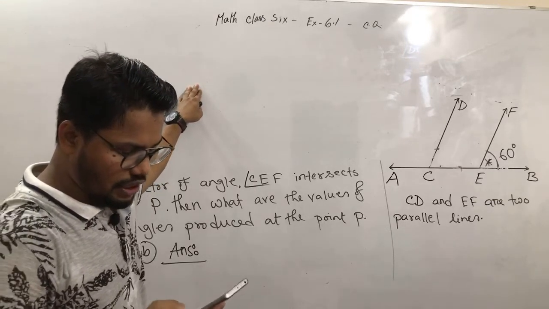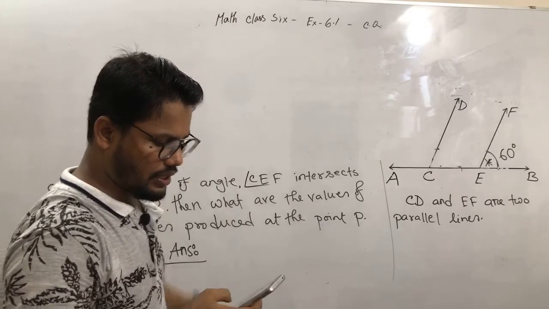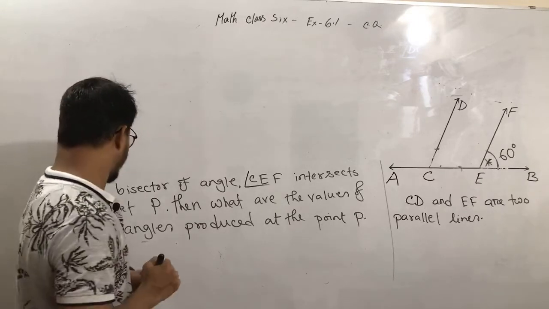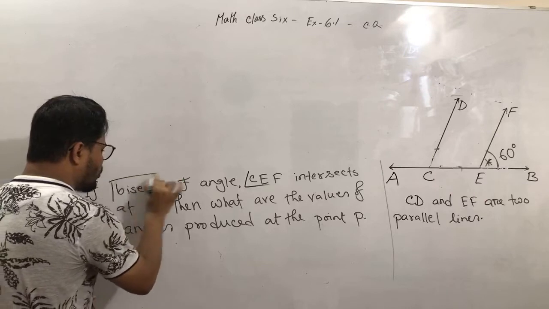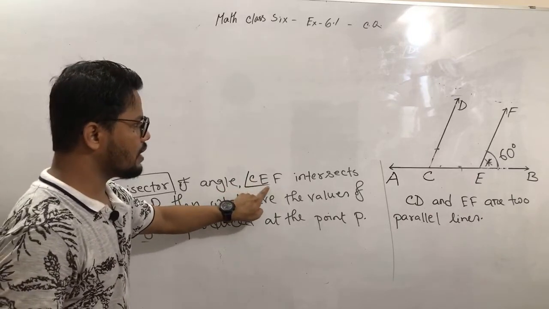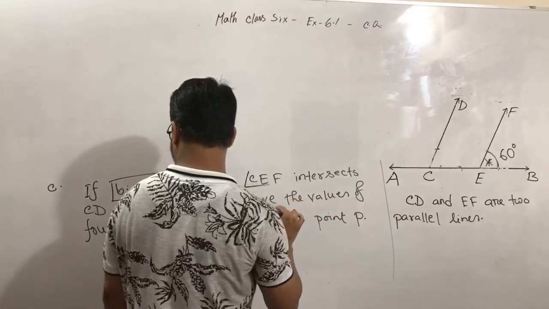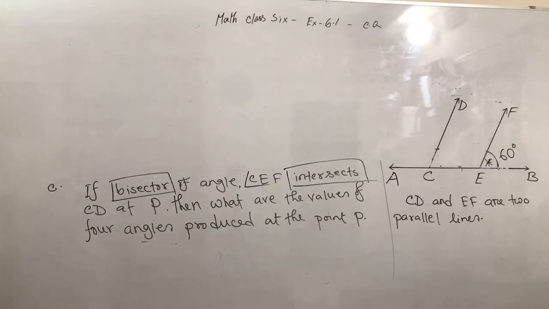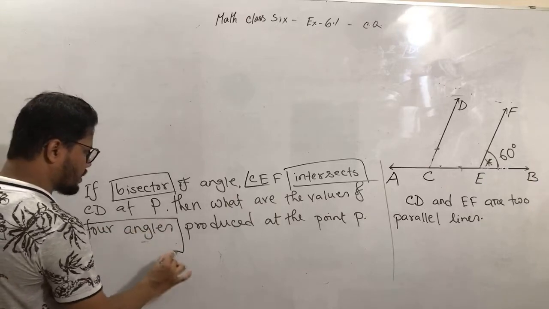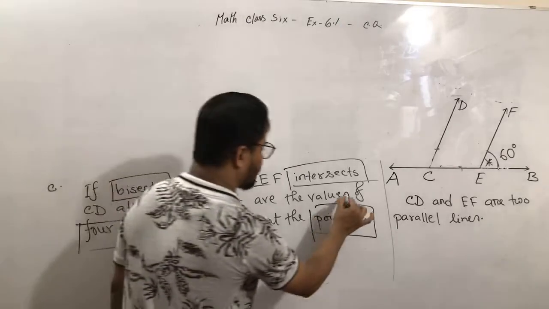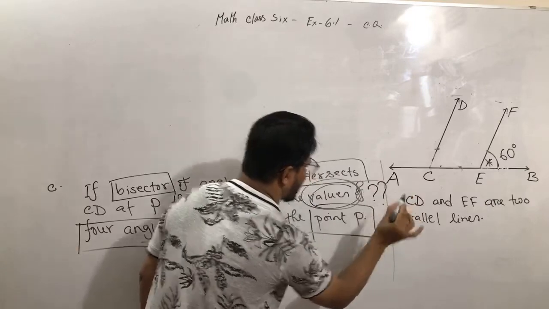Okay, my dear students, please read the question properly. Inshallah, we will discuss question number C. It's one of the most important questions. First of all, you have to understand what the requirements are here. If the bisector, and you have to know what a bisector is, of angle CEF intersects CD at the point P, and you have to know how the line intersects. Then the third part: how many angles, four angles at the point P, and you have to find their values. This is our requirement.